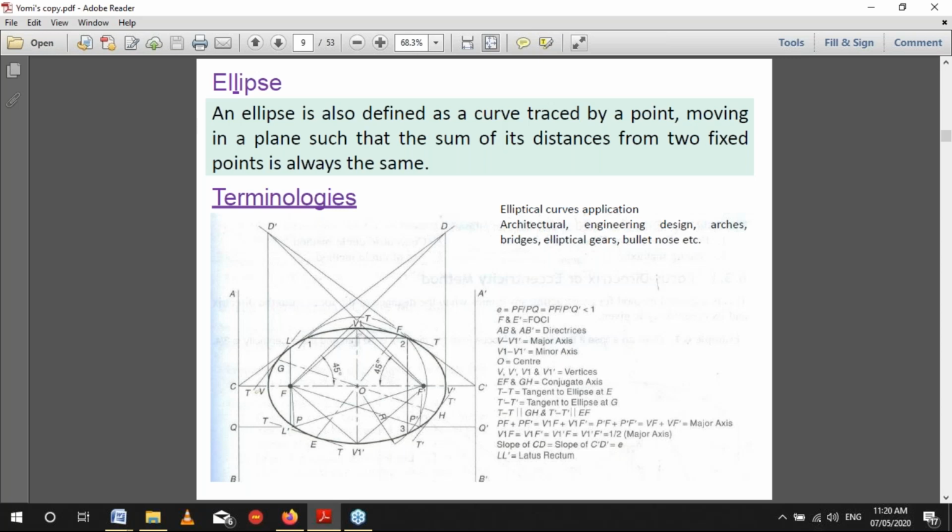So let's go to what we have for today. Now let's move on to slide 12: generating an ellipse, the concentric circle method. Now please, let's pay attention to slide 12.